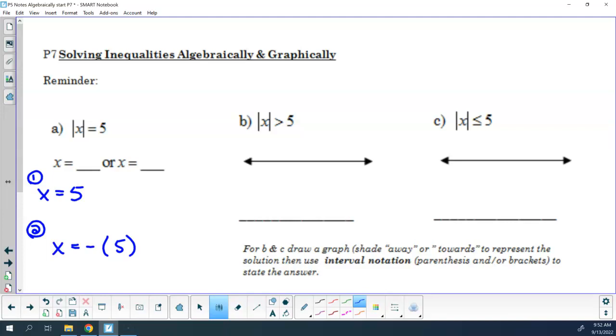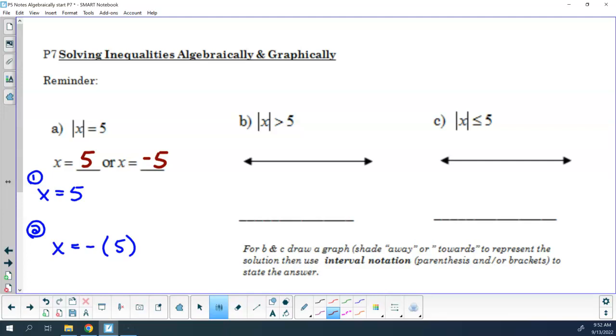Now for this one, it's just simply x is 5 and x is negative 5. But later on in life, we're going to have absolute value linear equations or absolute value quadratic equations, and you're going to have to do that also. Okay? So the inside equals the other side, and the inside equals the negative of the other side.